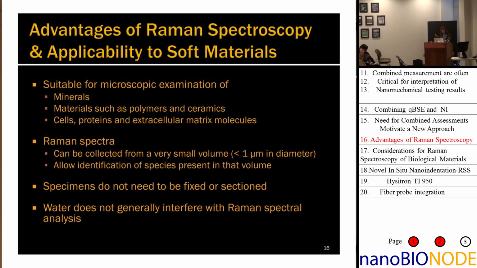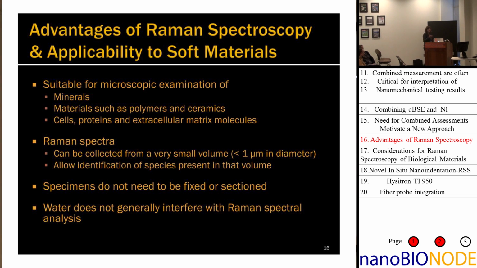So what is it suitable for? Just to review, we can study minerals. Our geology department just bought a really nice Raman system that's a little different than ours, so we're really excited to have two on campus. But you can look at polymers and ceramics, cells, proteins, and extracellular matrix molecules. I've seen papers where people have looked at nucleic acids using Raman spectroscopy. It's a really neat technique. The other nice thing is that it collects from a very small sample volume, sometimes less than a micron in diameter. That's pretty consistent with the nanoindenter spot size, essentially.